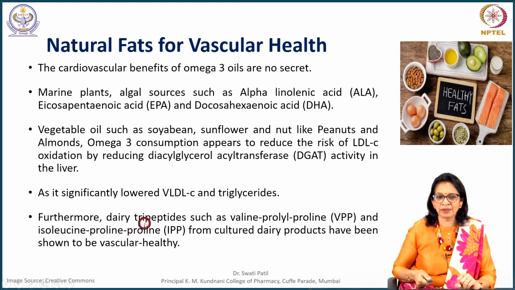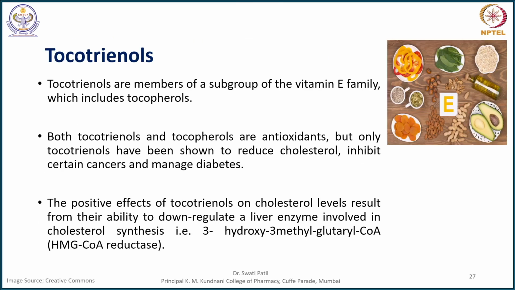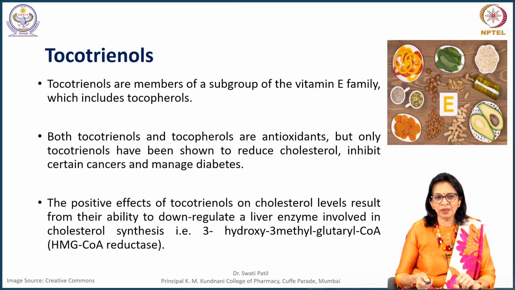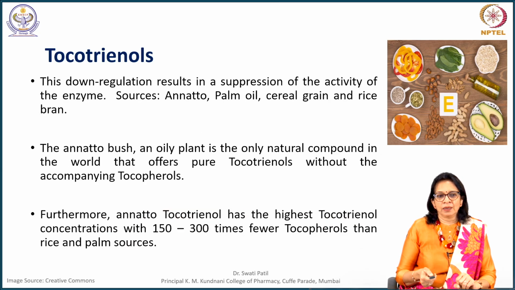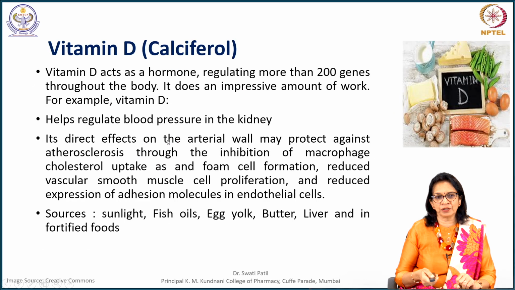Furthermore, the dietary tripeptides such as valine-proline-proline and isoleucine-proline-proline, which come from cultured dairy products, have been shown to improve vascular health. The tocotrienols, which are an important constituent of the vitamin E family, are known to give important cardiovascular protection. The positive effects on cholesterol level result from an ability to down-regulate a liver enzyme involved in cholesterol synthesis, and thus they form an important group of nutraceuticals in cardiovascular protection.